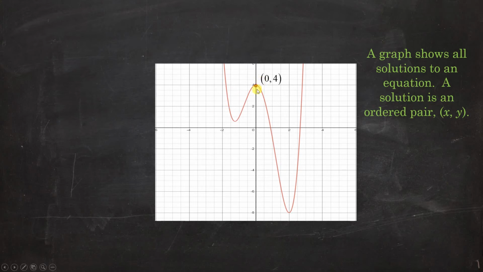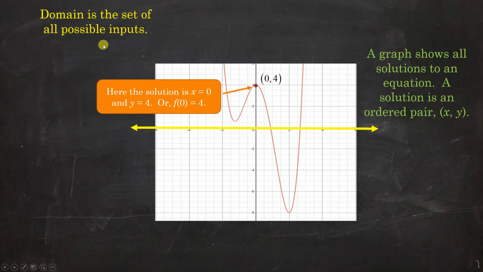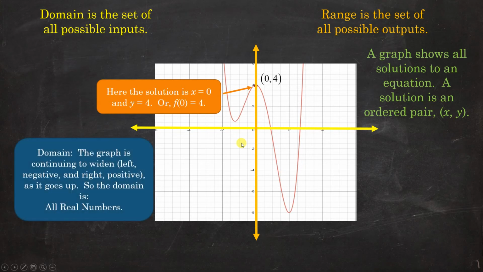So like, for example, this point right here, 0, 4. Well, x is the input, and that's 0, and y is the output, and that's 4. So this is one input and output pair, right? You could also say it's f of 0 equals 4. Now, the reason that's important is because domain is the set of all possible inputs. This is one input of 0. So set of all possible inputs. So that's all of the possible x's that would be mapped on a graph of an equation. And range is the set of all possible outputs, right?